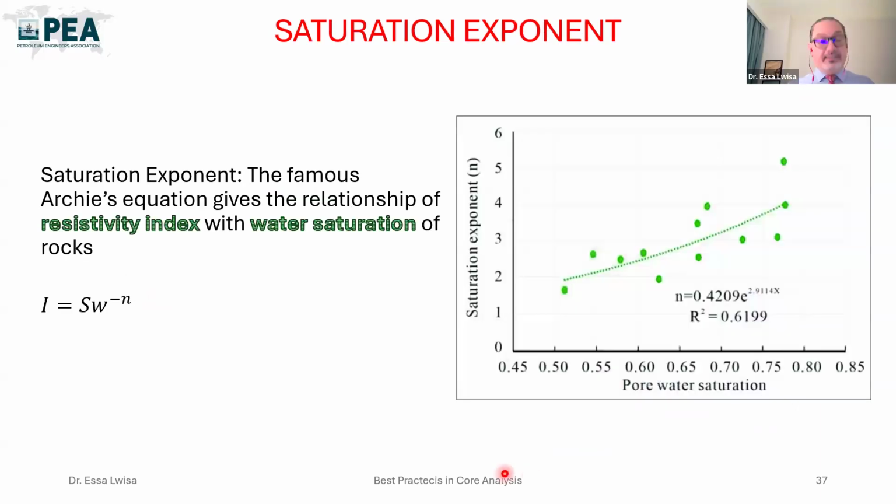the next property, and it is the last electrical property, is the saturation exponent. Saturation exponent. It is I, sometimes they call it RI. The saturation exponent, in the famous Archie's equation, gives the relationship of resistivity index with water saturation. Do you remember the resistivity index? What is I? It is RT over RO. But the saturation exponent is N, this one here.